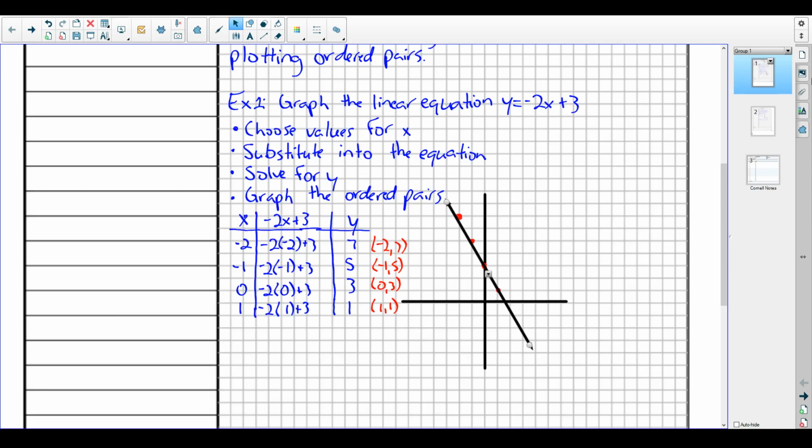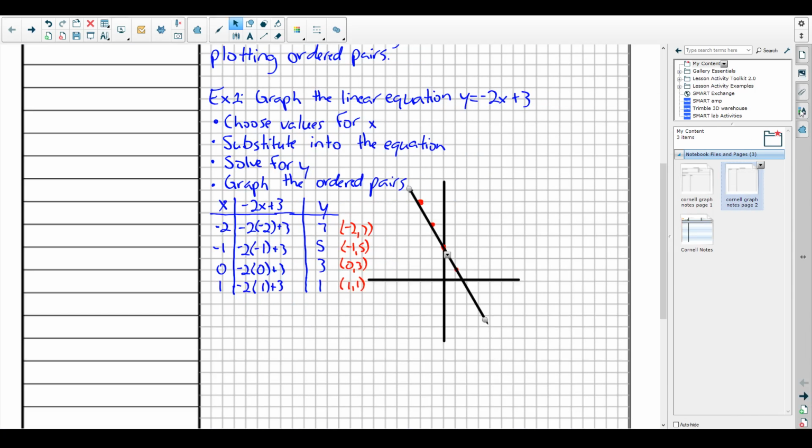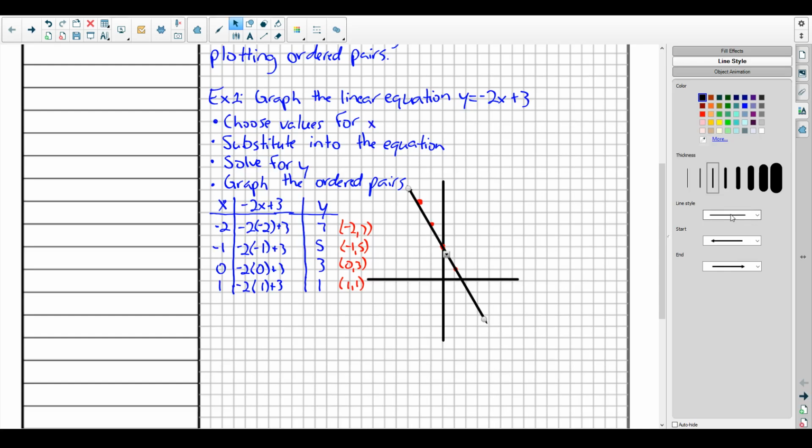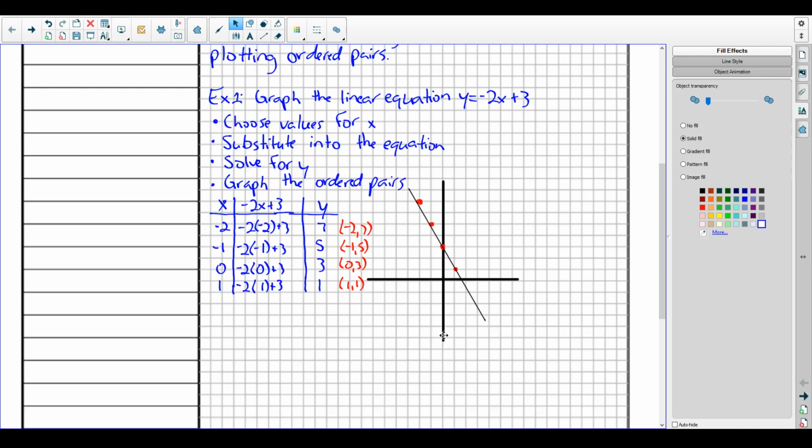So if we do this correctly, anytime you have an equation that looks like this, it should always make a straight line. So if you get anything that's not a straight line, you know you've made a mistake. Okay? That's the whole thing. So you make your table, pick some values for x, you can choose what you want here, do some math to get your y values, and then plot your answers. Okay?